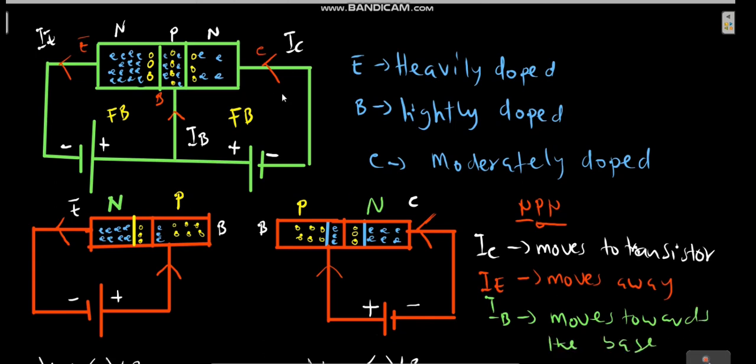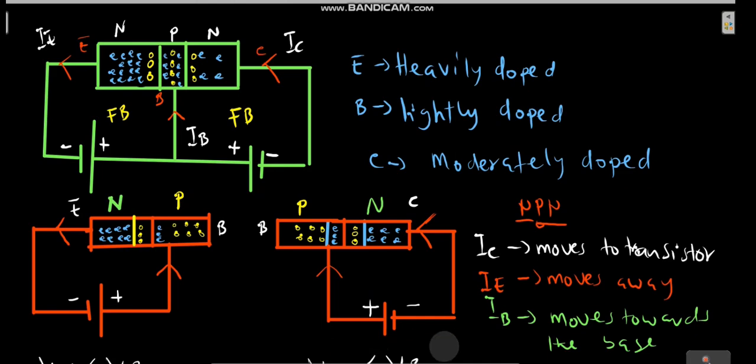So let's look at this here. We said that the collector current moves towards the transistor. So you see this direction here. You see that it is moving towards the transistor, and then the emitter current moves away from the transistor. So you see that the emitter current is moving away, and the base current moves towards the base. So you see the direction here. It is moving towards the base. So that's what it means.